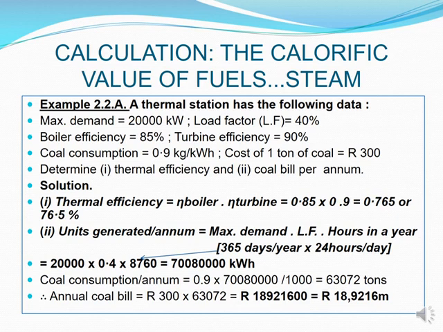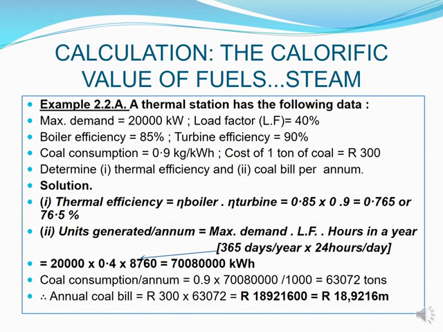So that will give us 20,000 times 0.4 times 8760, and that will give us that value in kilowatt hours. Your coal consumption per annum was 0.9 kg per kilowatt hour. So we take that 0.9, multiply it by what we've just got, and then divide that by 1,000. That gives us a value in tons, so it takes it from kgs to tons.